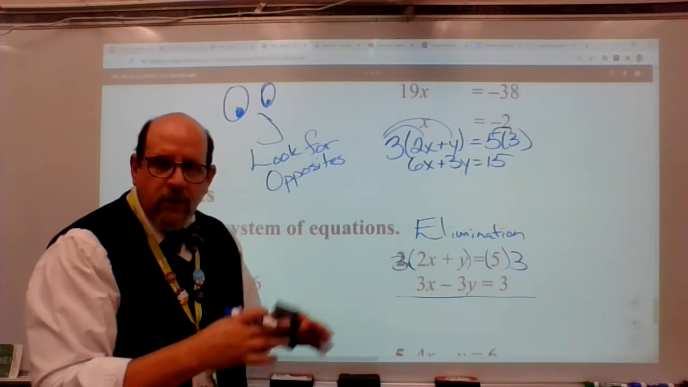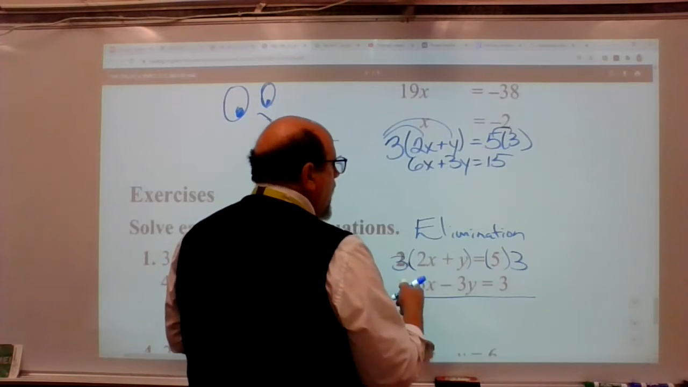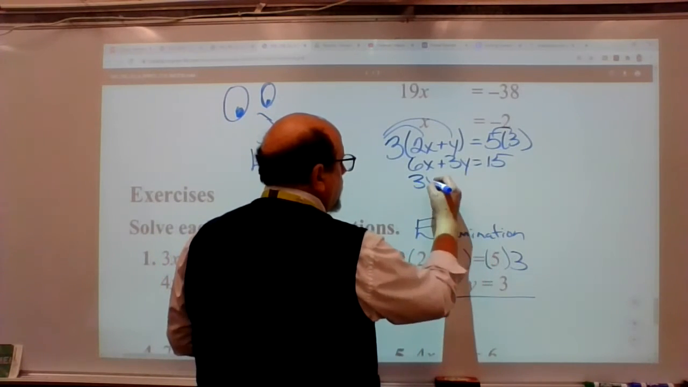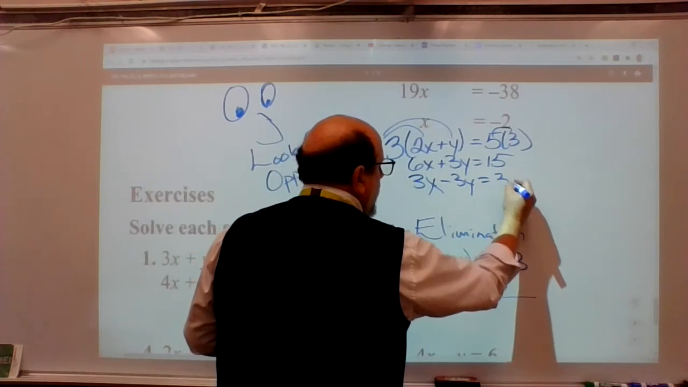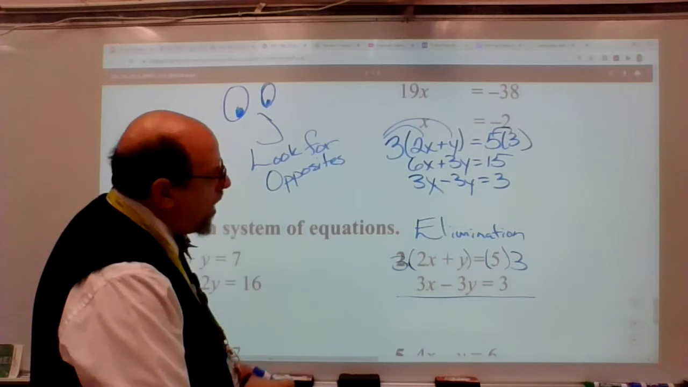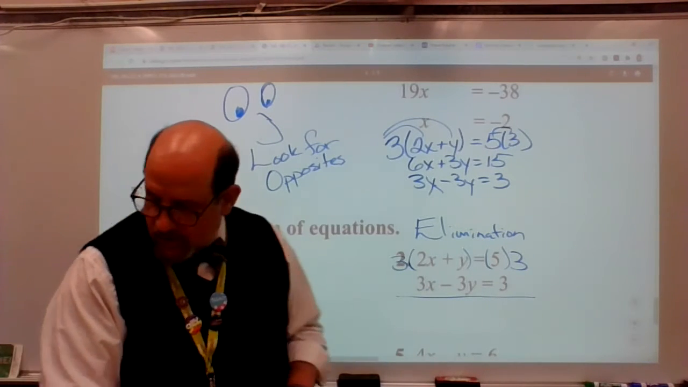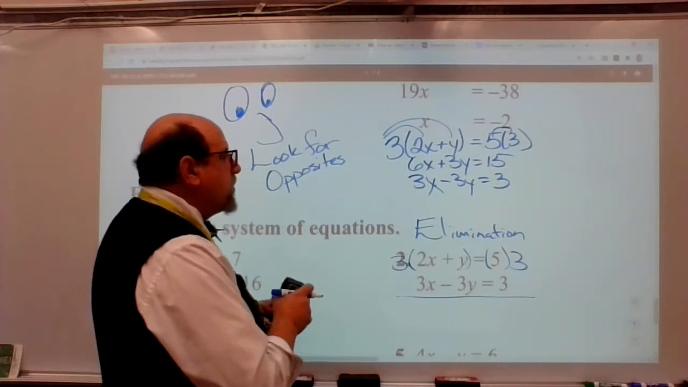Good? You should know how to do this. We've done this a number of times. Here we go. Now, I'm going to write underneath it 3x minus 3y equals 3. That's a lot of nuts and bolts. I found an easier way. I'll show you what that easier way is momentarily, and then you'll be able to see.